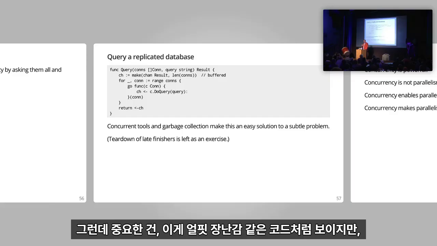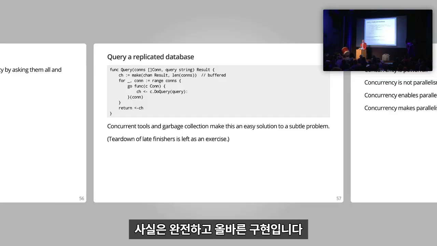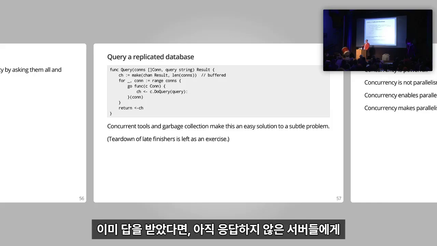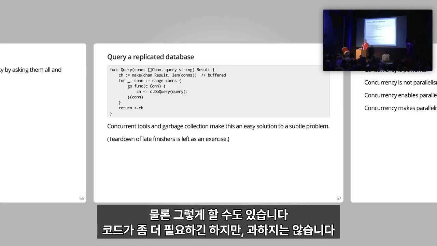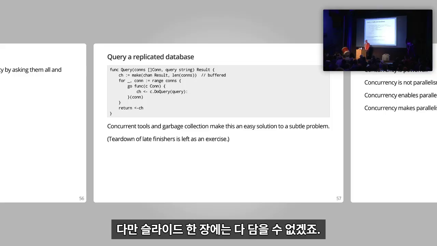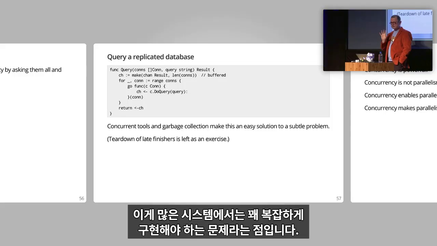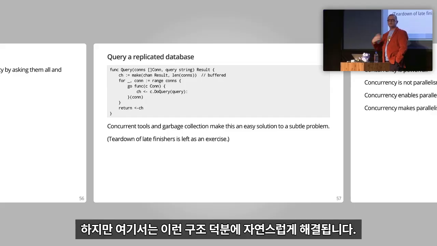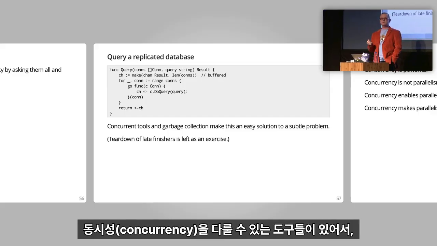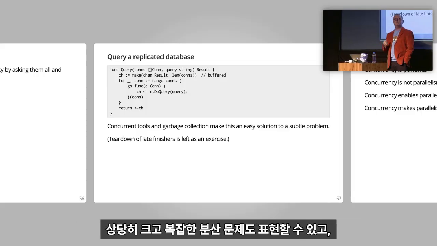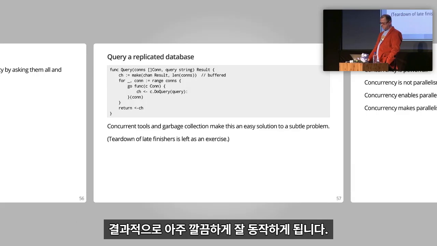And the thing is, this looks like a toy, and it kind of is, but it's actually a complete correct implementation. The one thing that's missing is clean teardown. You want to sort of tell the servers that haven't come back yet, when you've got an answer, that you don't need them anymore. And you can do that. It's more code, but not an unreasonable amount more. But then it wouldn't fit on a slide. So I just want to show you that this is a fairly sophisticated problem to write in a lot of systems. But here it just sort of falls naturally out of the architecture because you've got the tools of concurrency to represent a fairly large distributed complex problem. And it works out really nicely.